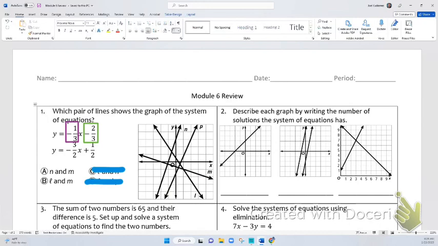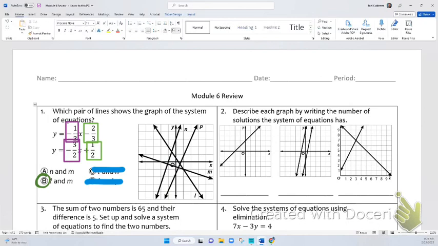So once again, I look at my slope, and then I look at my y-intercept. In this case the y-intercept is at 1/2. So which line crosses at 1/2? 1/2 is between 0 and 1. The only one that crosses there is this one right here, which we can see is line L. So our two lines are line L and line M, and in this case my answer is going to be letter B. So there's your answer for the first one.